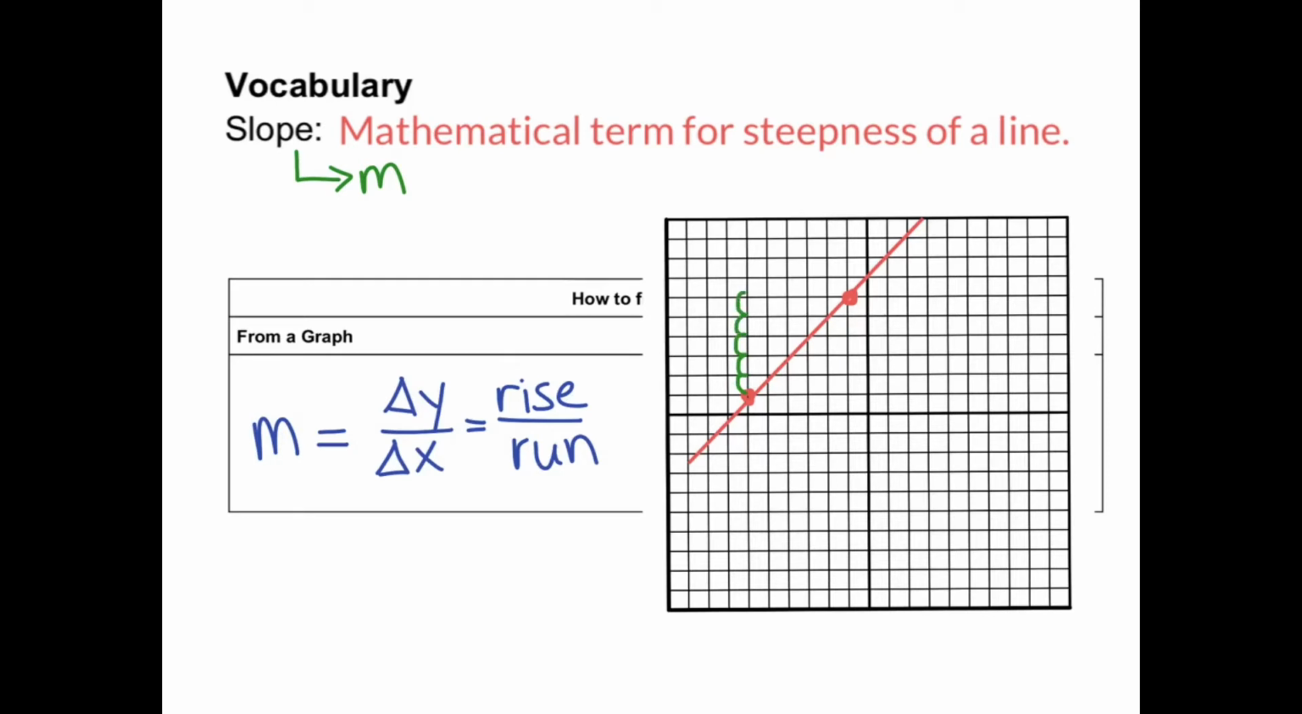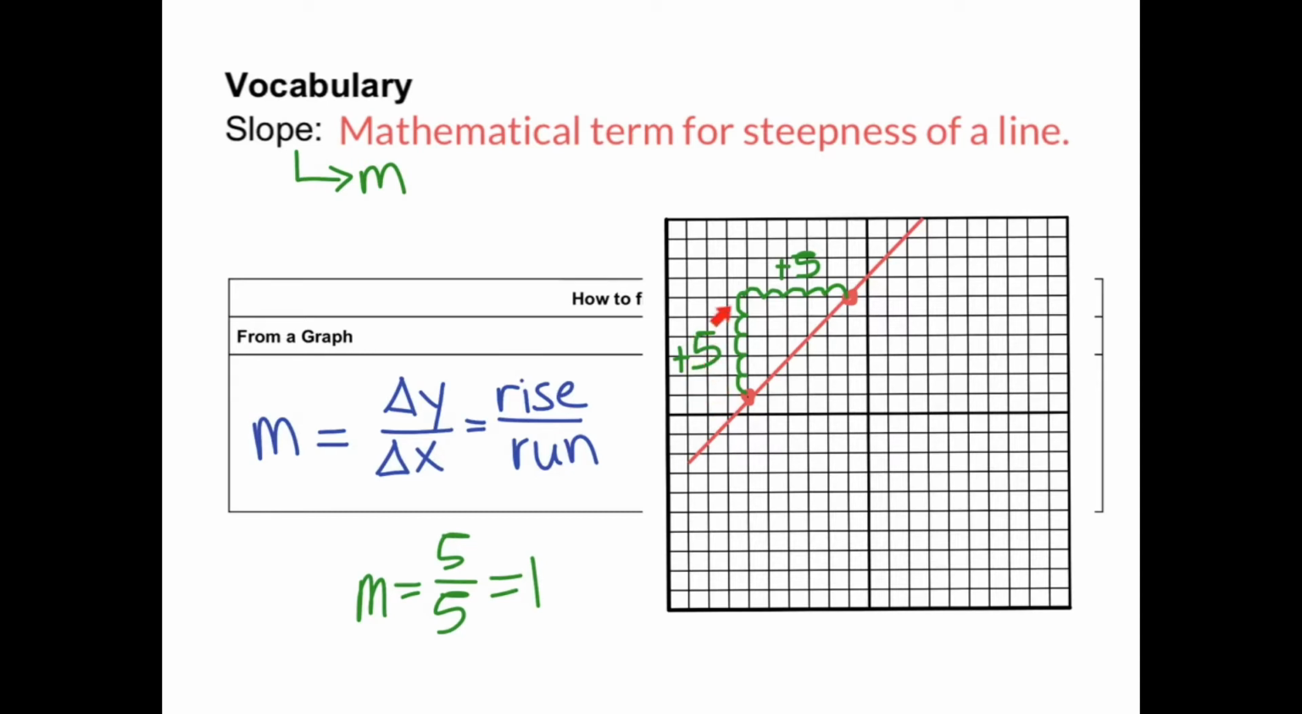That's the rise of 1, 2, 3, 4, 5, and we're going up, so it is a positive move. And then my run would be 1, 2, 3, 4, 5 again. So that is a positive move also. So in this example, this slope would be 5 over 5, which simplifies to 1. And so that's a quick example.